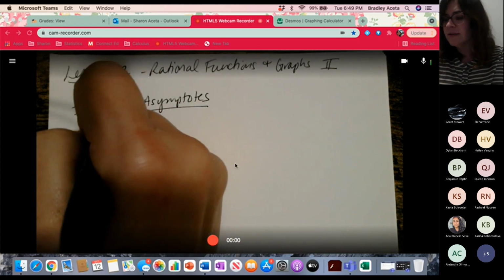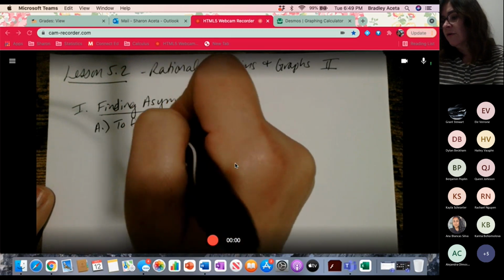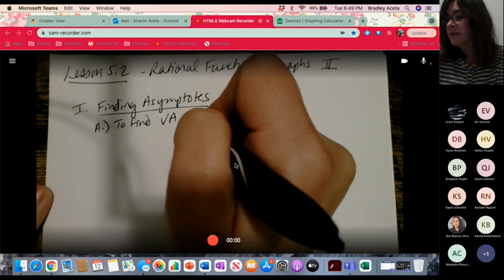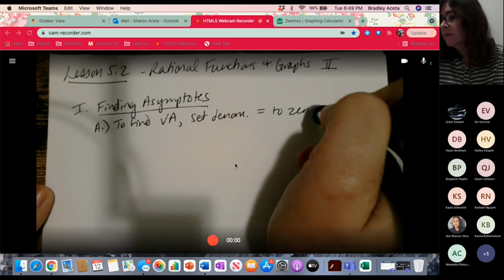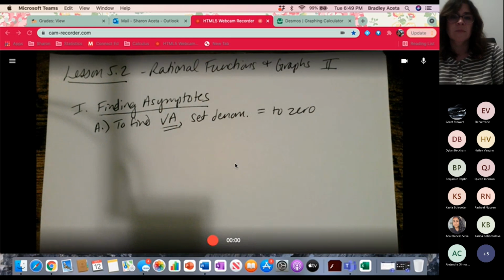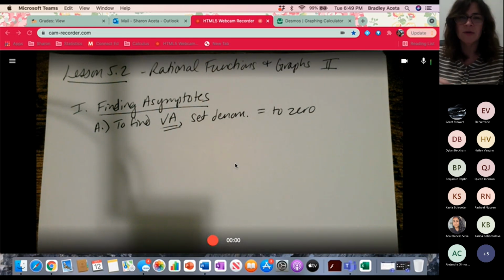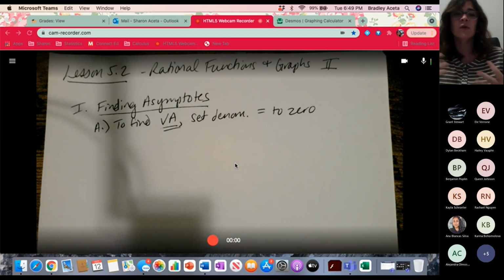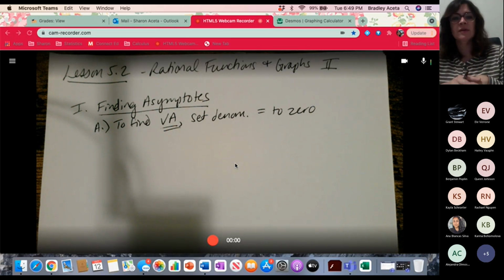To find vertical asymptotes, it's really easy. All you do is set the denominator equal to 0, because you don't want 0 in a denominator. I know it seems weird, so why do we set it equal to 0? Because that's where the asymptote would be. That's where there would be a problem. So take your denominator and set it equal to 0. That's the best and quickest way to find those asymptotes.